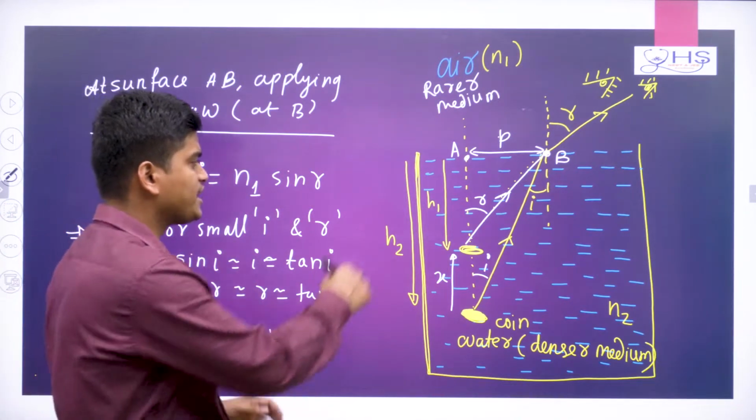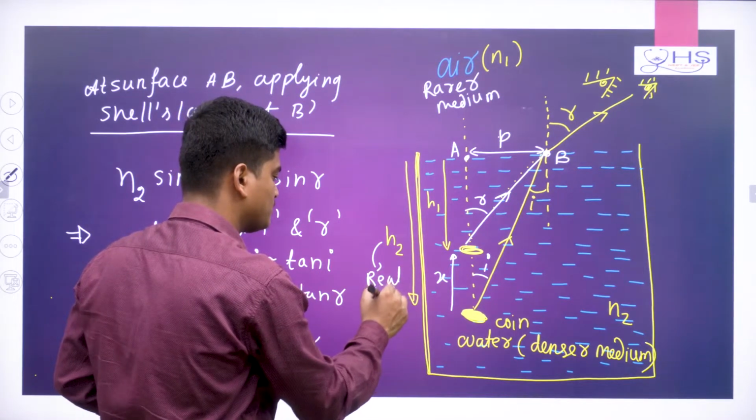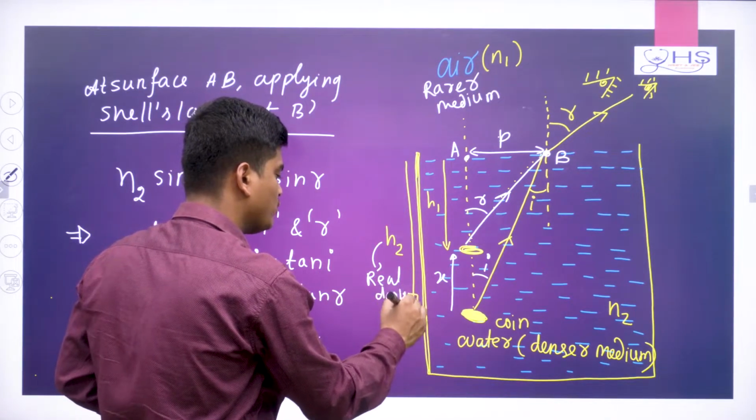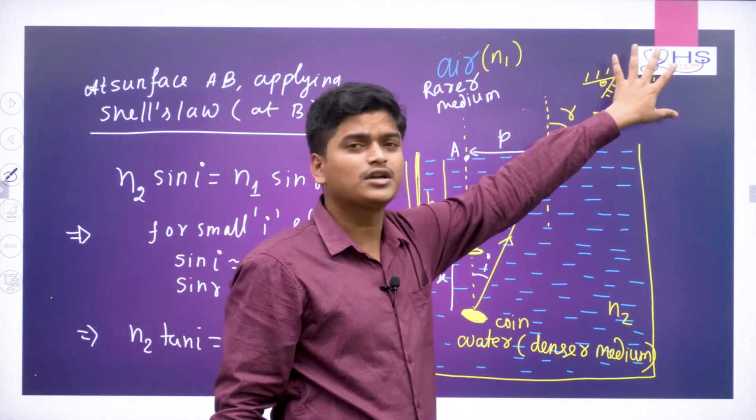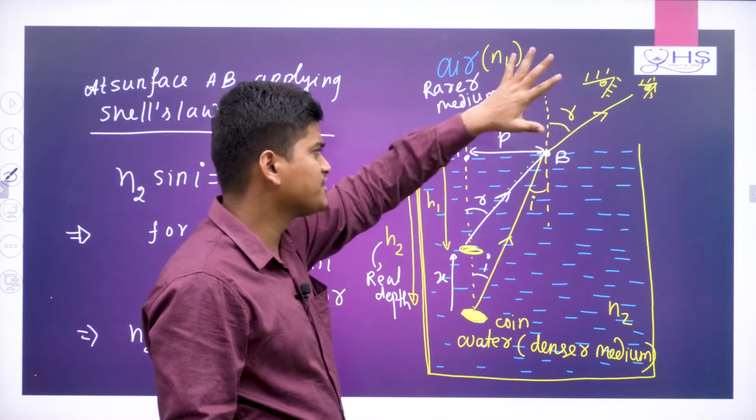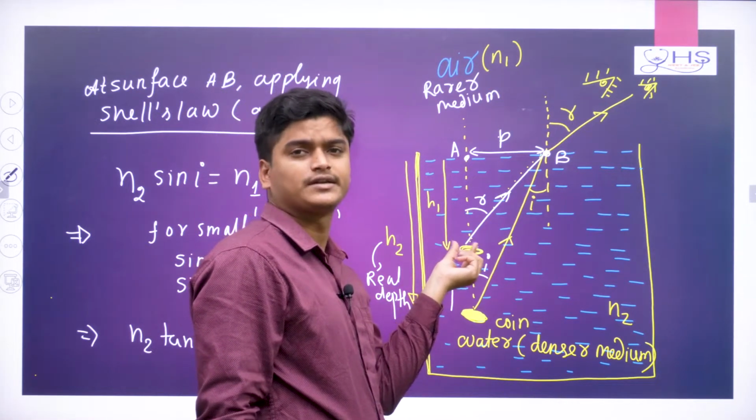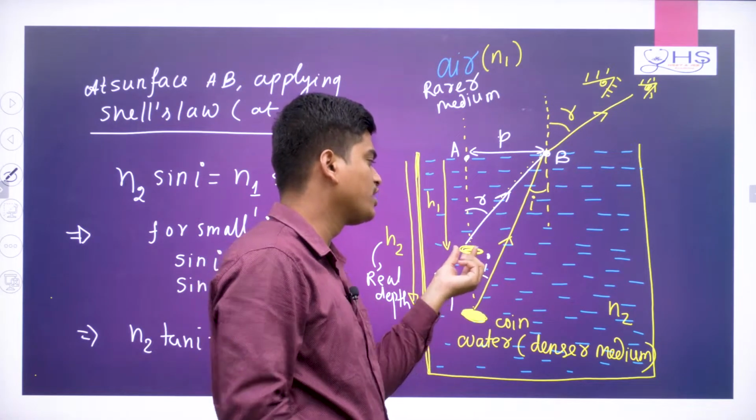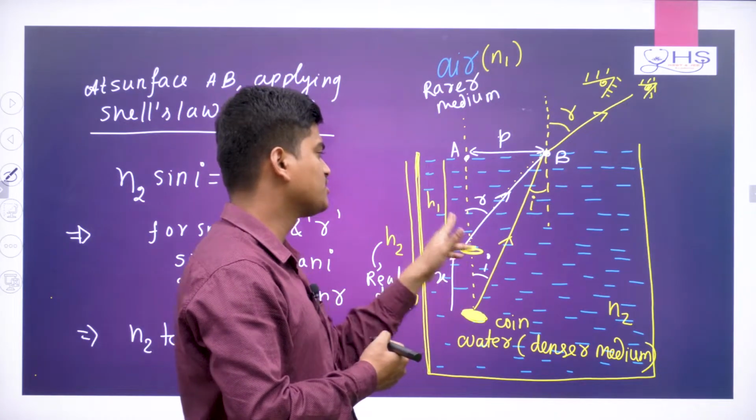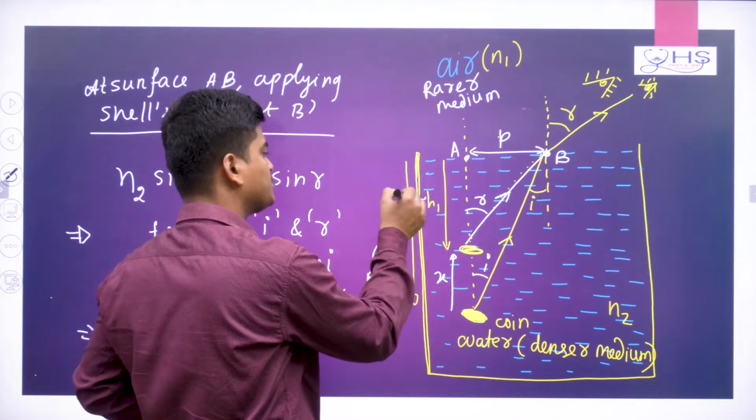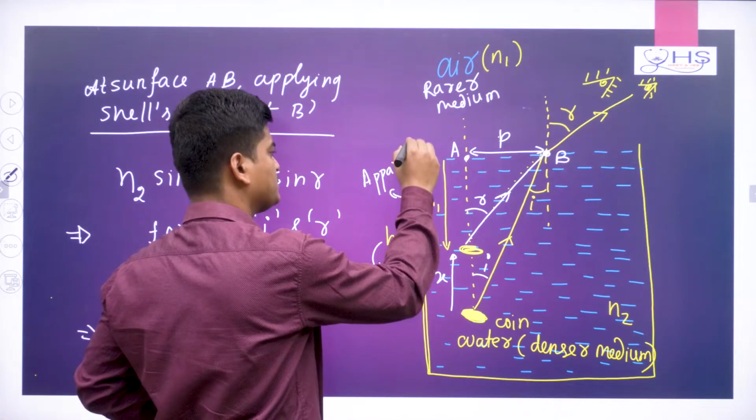Remember, this H2 is your real depth. Due to refraction the light ray is bending, and the observer in the air thinks that some ray is coming from here, and the object looks like it is here. So what is this distance? This is your apparent depth.